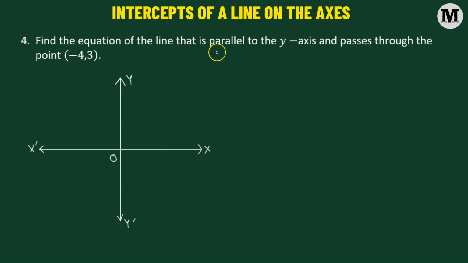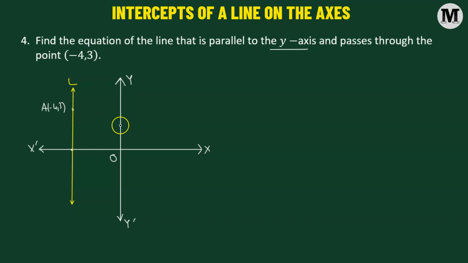Find the equation of the line that is parallel to the y-axis and passes through the point (-4, 3). So let's try to plot the point (-4, 3) first. Here is the point A with the coordinates (-4, 3). Now we're going to draw a line which passes through this particular point in such a fashion that it is parallel to the y-axis. So let's say this is the line passing through the point A (-4, 3). Our goal will be to determine the equation of this particular line.